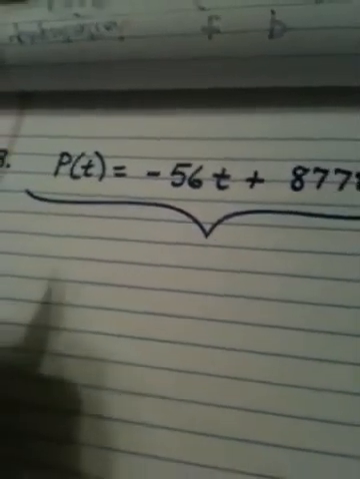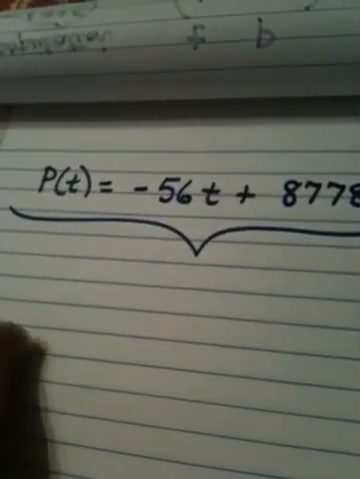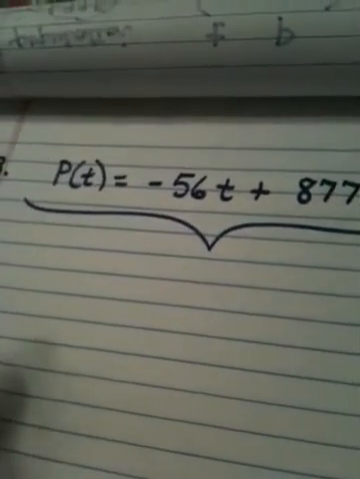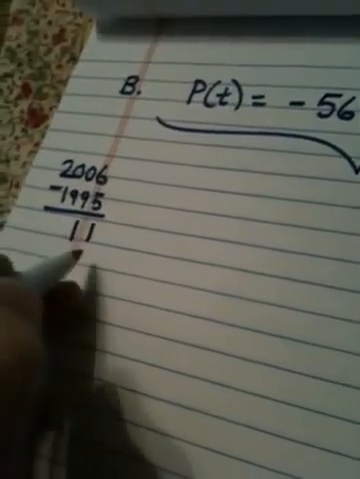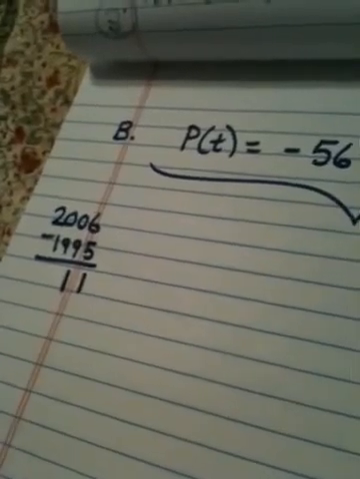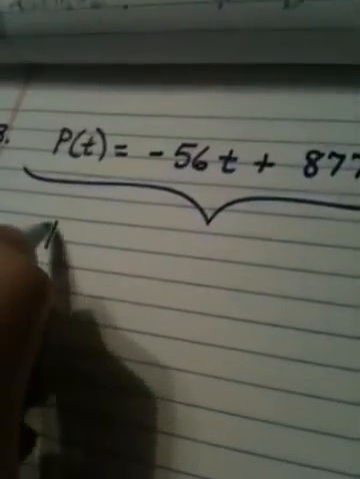Okay, now remember, everything in this problem is measured from the year 1995. How far is 1995 from 2006? Well, let's see. 2006, 1995, we're looking at 11 years. So we're putting in 11. Because remember what t is. It's the number of years from 1995. So to get the population in 2006, I plug in the number 11.